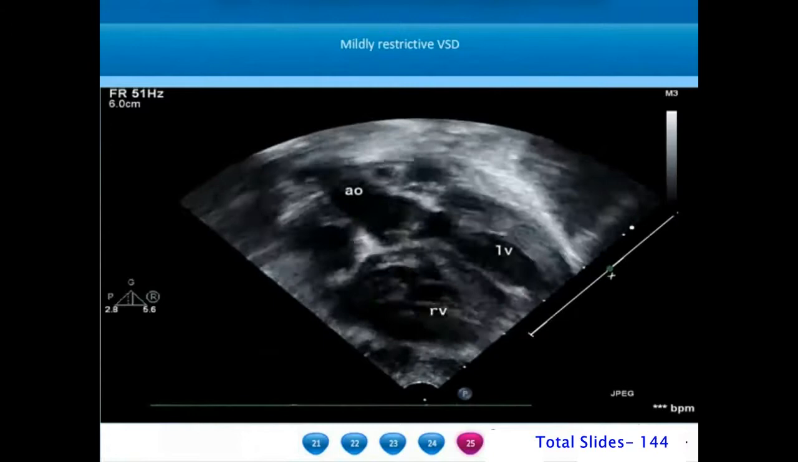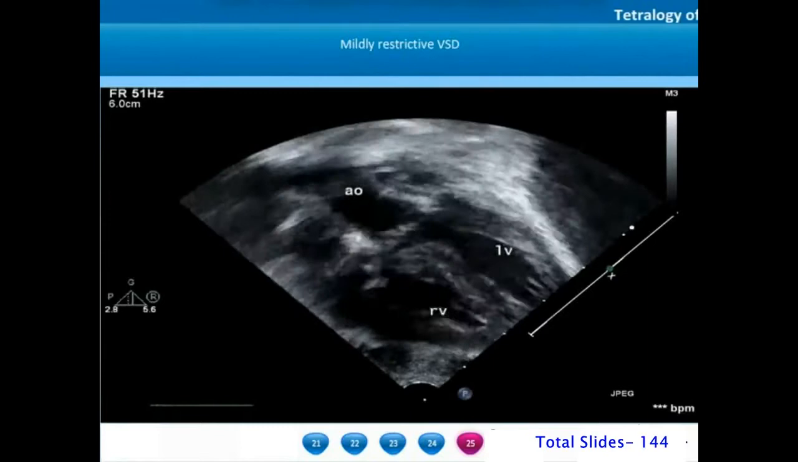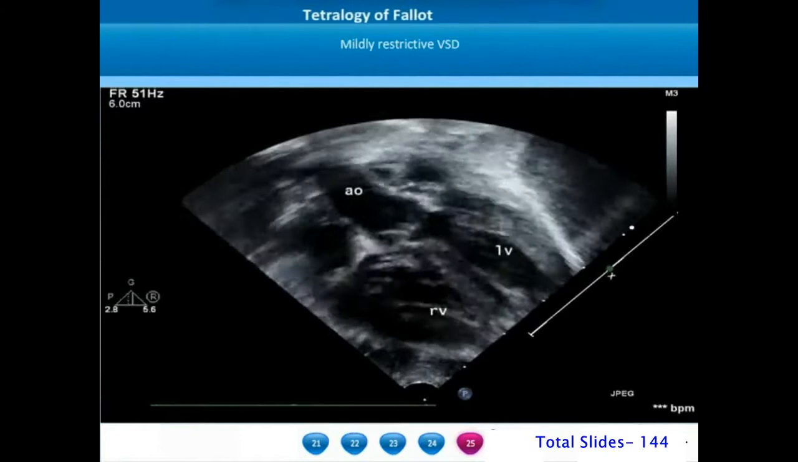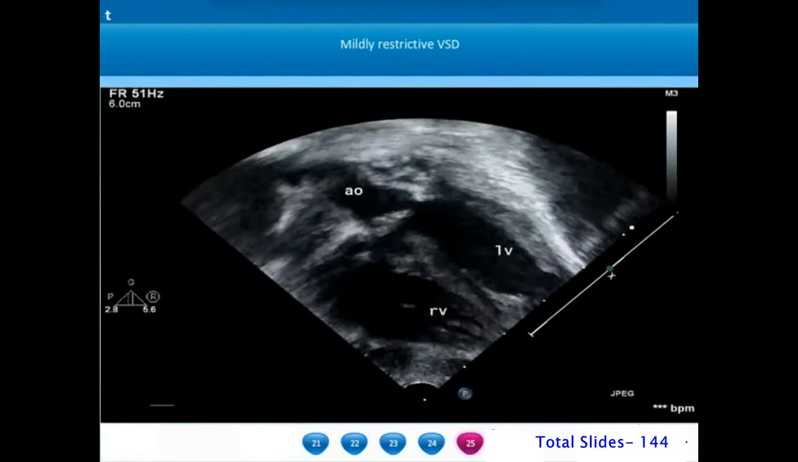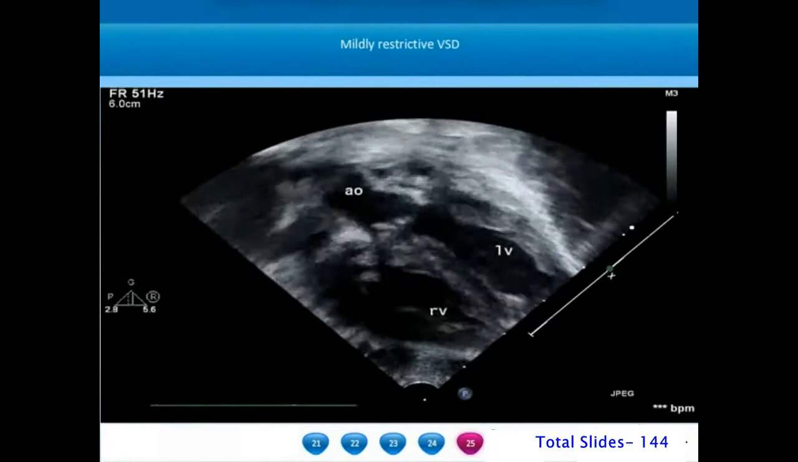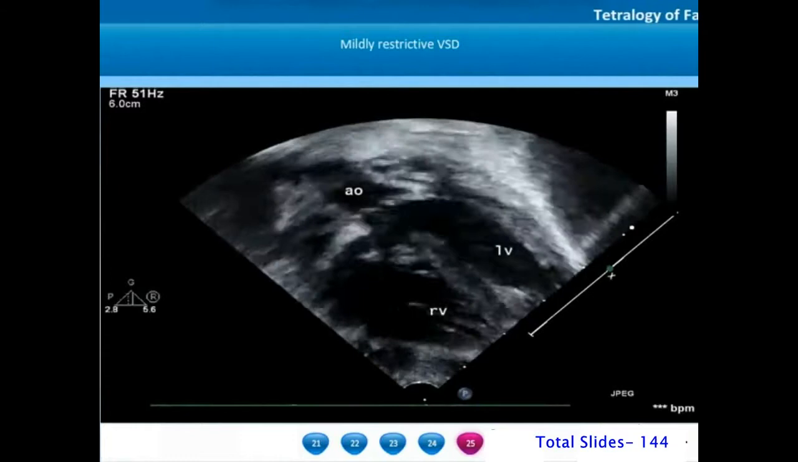One of the reasons for restriction of ventricular septal defect in tetralogy of Fallot is due to the attachment of the septal tricuspid leaflet to the margins of the ventricular septal defect. Another reason can be hypertrophy of the margins of the ventricular septal defect. Here in this patient, there is a significant hypertrophy of the margins of the ventricular septal defect due to muscular hypertrophy.